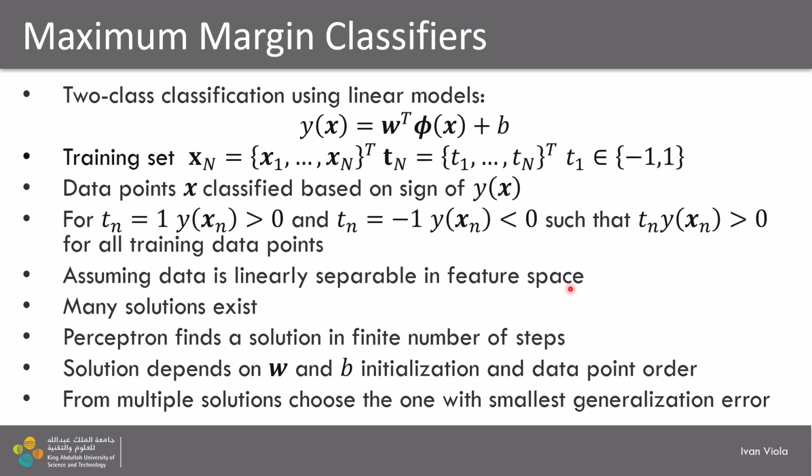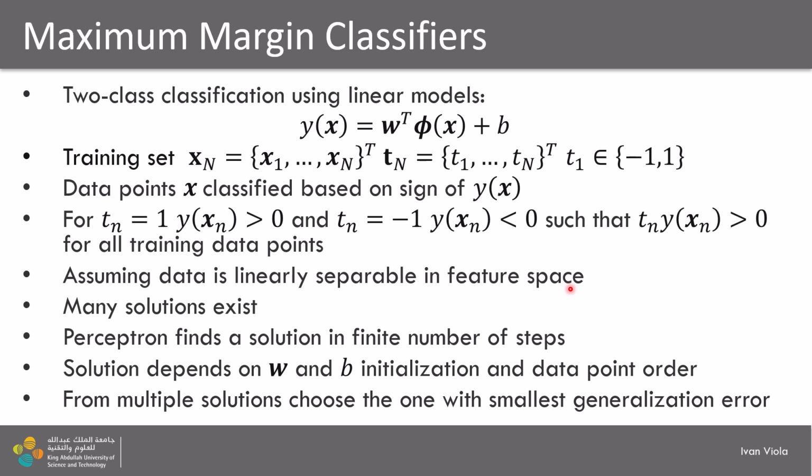For example, the perceptron will find one solution in a finite number of steps, but the solution will depend on the w and b initialization and the data point order as they are processed. So it just picks one solution, but who guarantees that this is the best solution? It does satisfy the condition of linearly separating the training set, but it doesn't guarantee the best generalization.